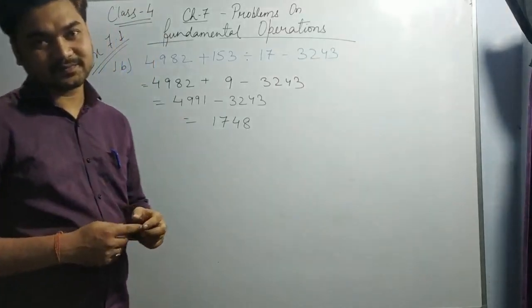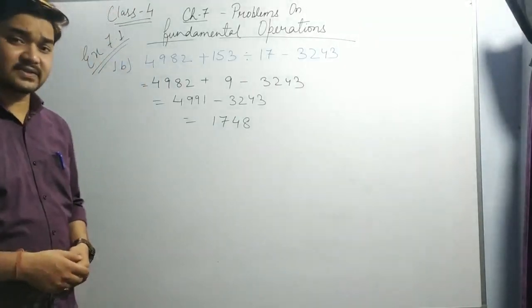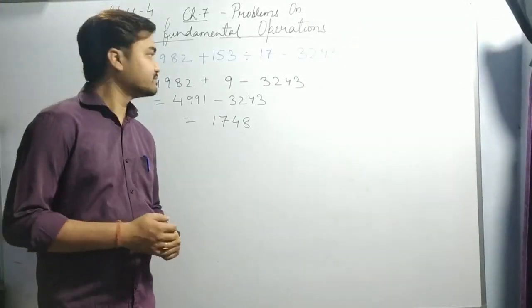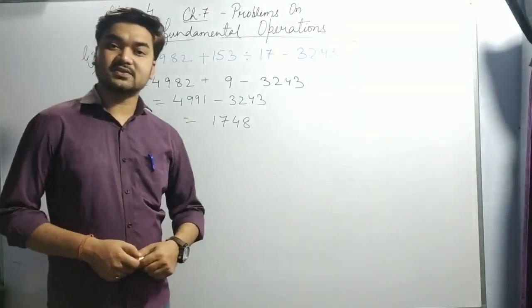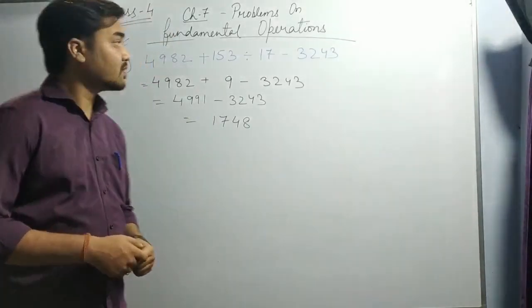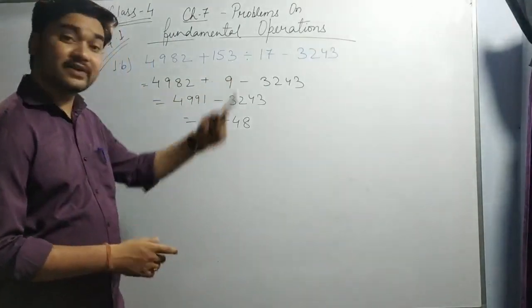Okay students, so now we are starting with exercise 7.1. The first question which I am solving is 1b. You all can see this question. Now what is given in the question?